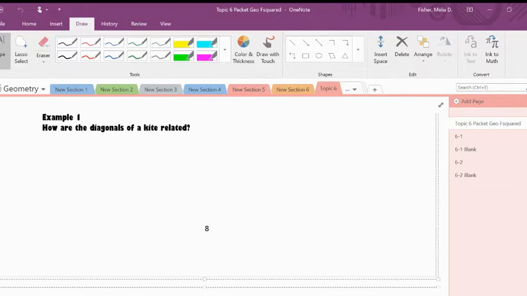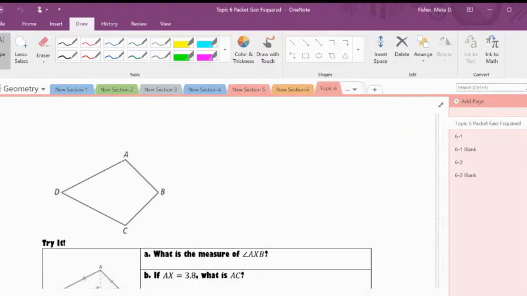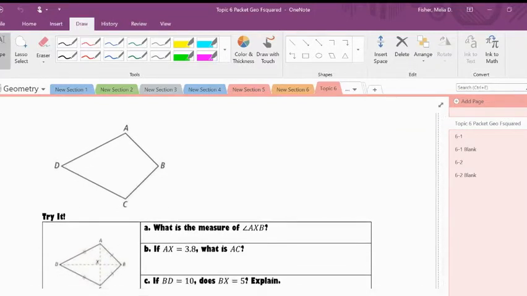6-2. Here we are on example 1. We are going to skip the critique and explain. This asks us, how are the diagonals of a kite related? The picture that we have to go with that is actually on the next page, so go ahead and look at that area.